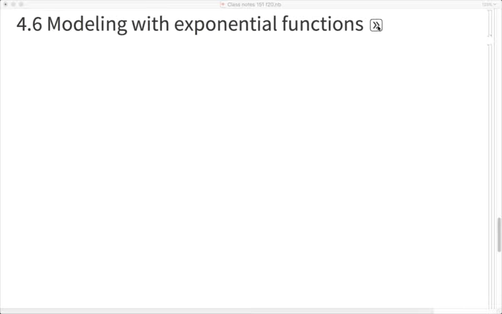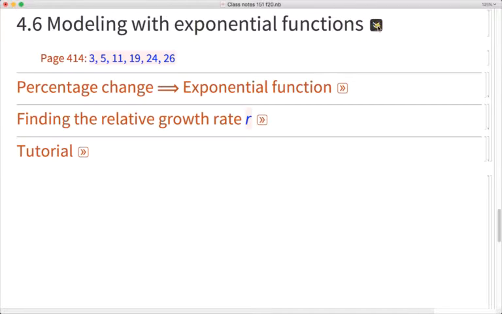Long lesson for section 4.5. Hopefully this one will be a little shorter. I know it will be.